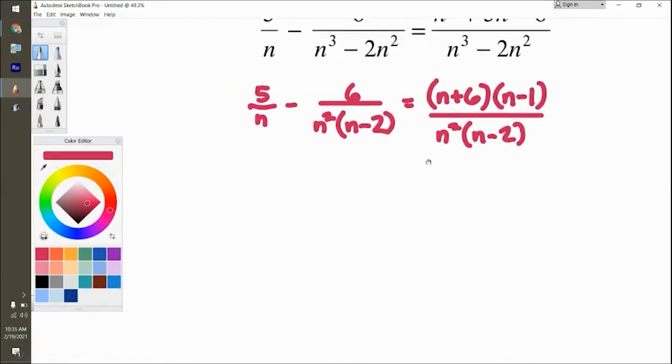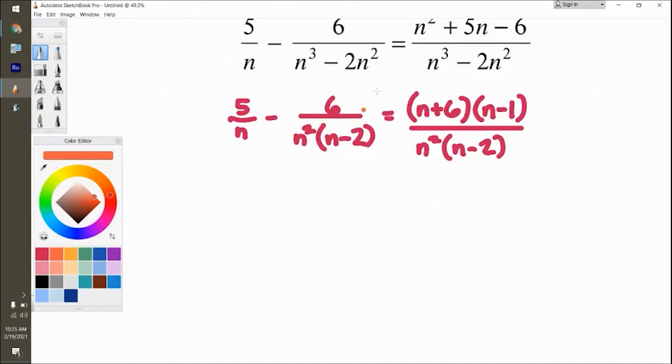So onward we go. The next thing we're going to have to do is multiply both sides by the denominators.